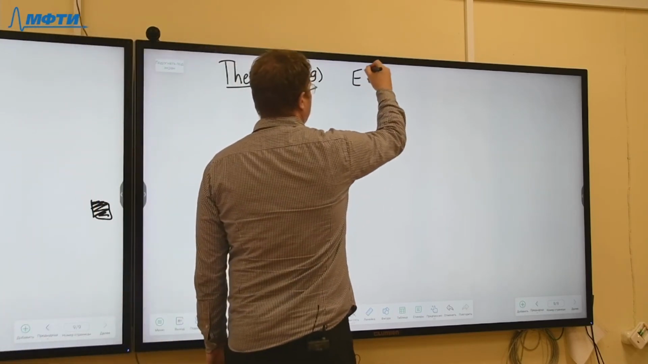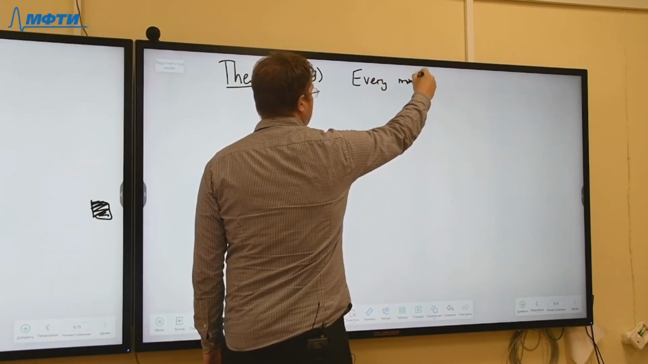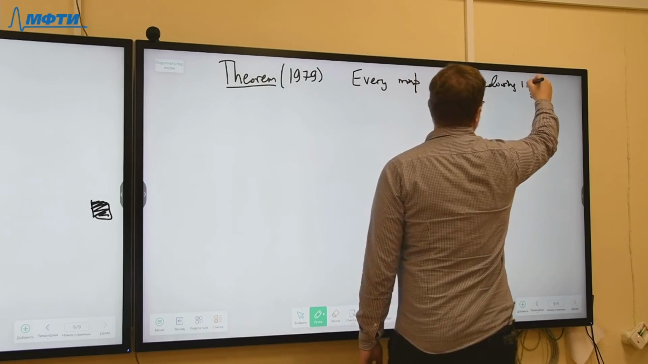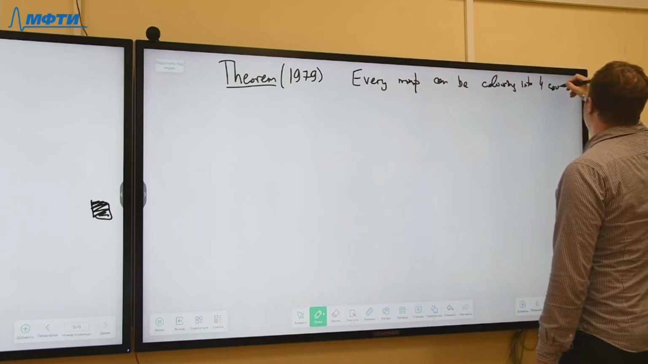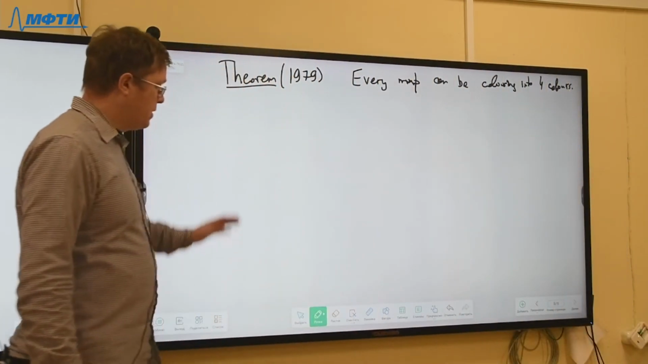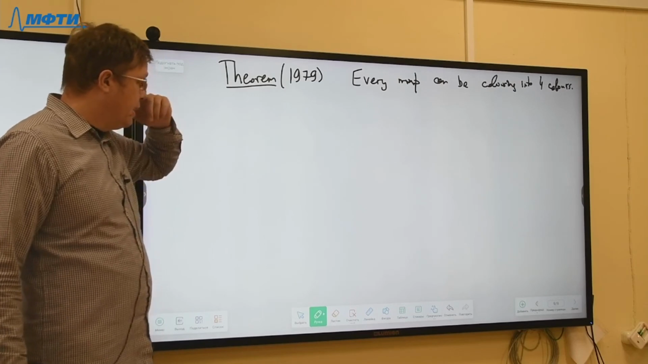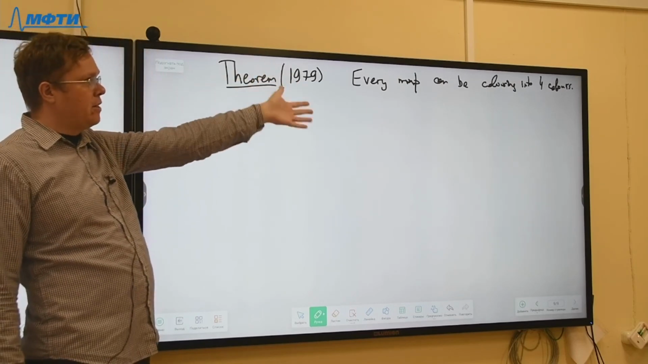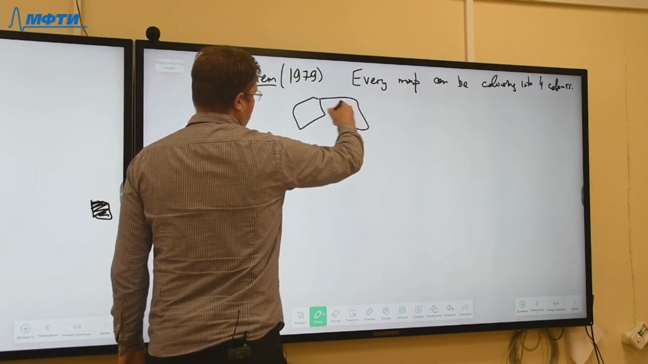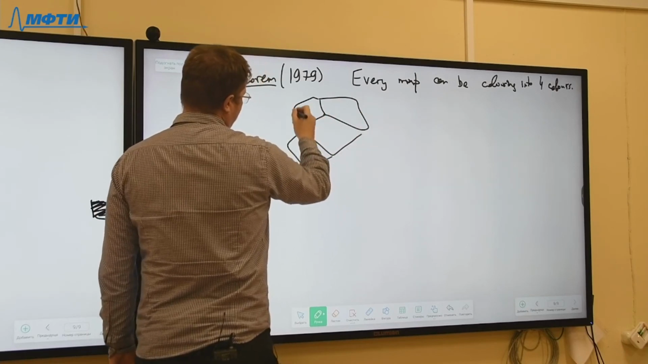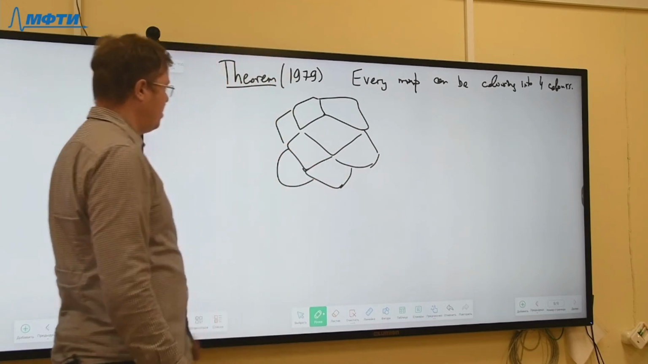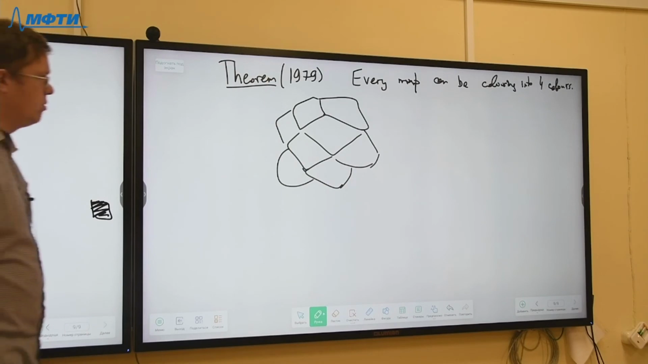Every map can be colored with four colors. It means you just take the map of the Earth, you can see that we have countries there, and we want to color them such that countries which have a common border are colored by different colors. And of course, by simplifying, we can assume that each country is a connected region of the map.